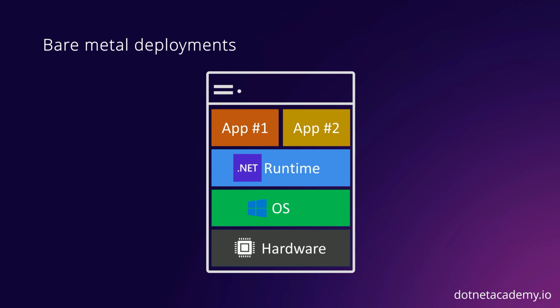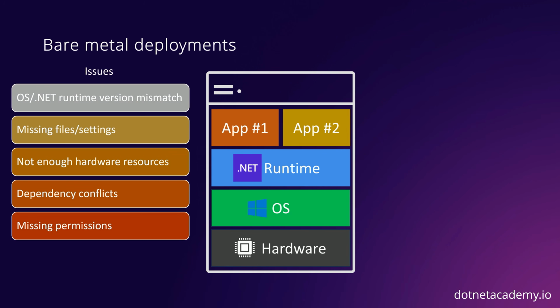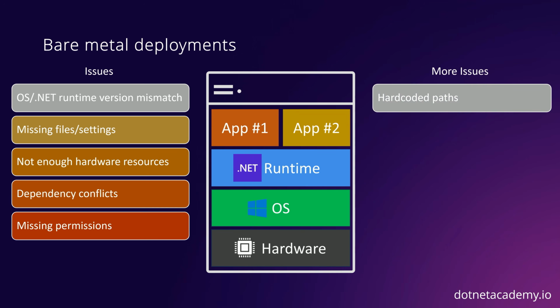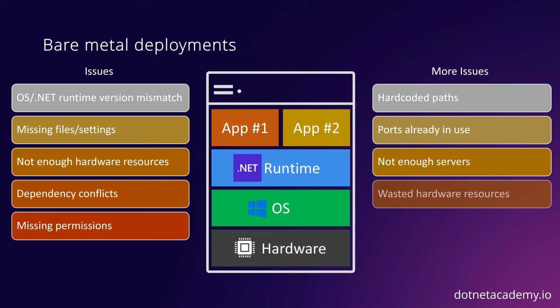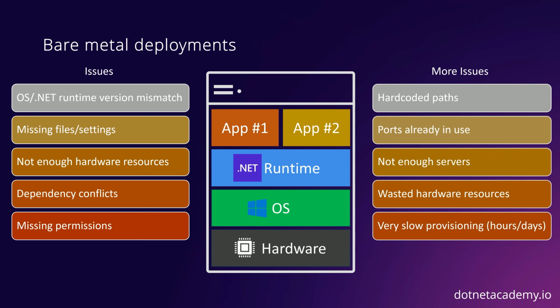Because the applications were deployed directly to the bare metal, these deployments suffered not only from all the issues we just saw, but also several other issues like hard-coded paths, finding that required ports are already in use, not having enough servers to scale the apps, wasting the hardware resources of the few servers available, very slow provisioning that will require hours or days to complete a deployment, and when needed, how to roll back to a healthy previous deployment.